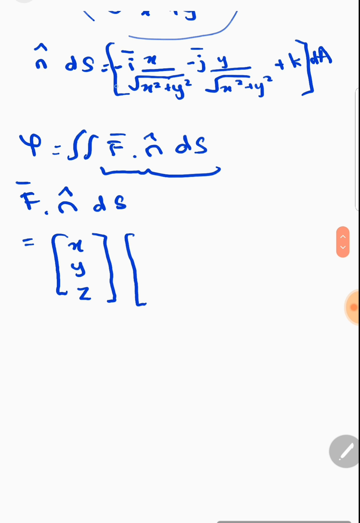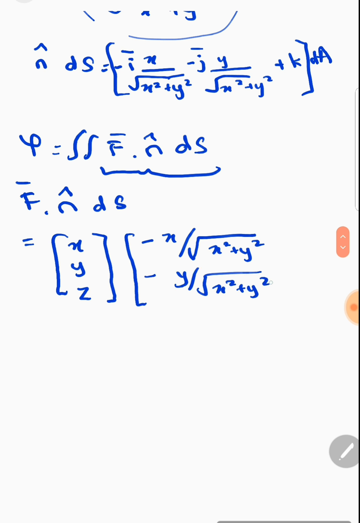For i, I have negative X over the square root of X squared plus Y squared. For the j part, I have negative Y over the square root of X squared plus Y squared. And finally, k. Don't put k here. It's going to be 1, right? So we take the coefficient of those. And this is F, this is N cap dot product, right? So dS can be replaced as my dA.